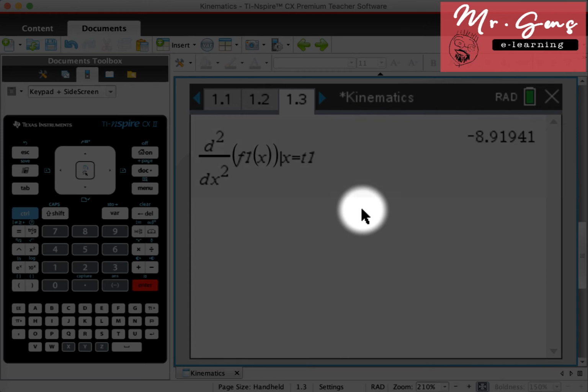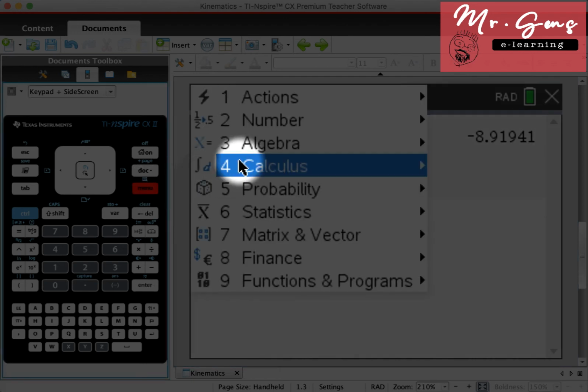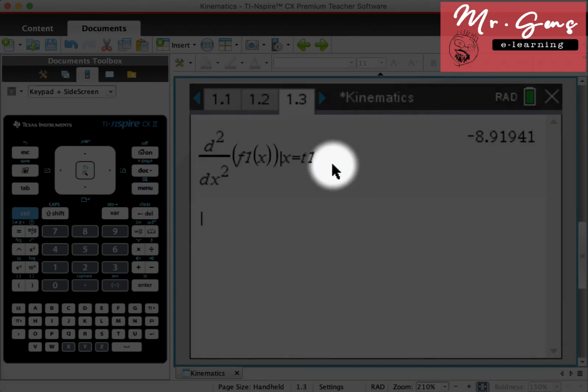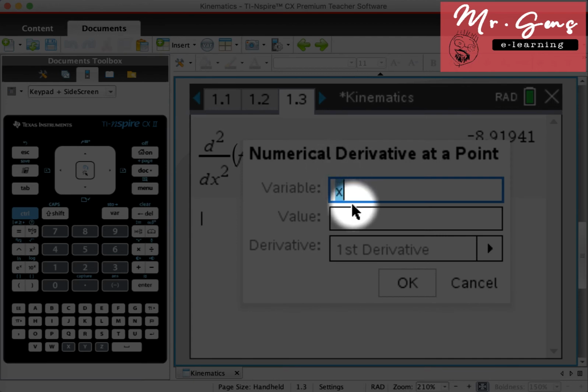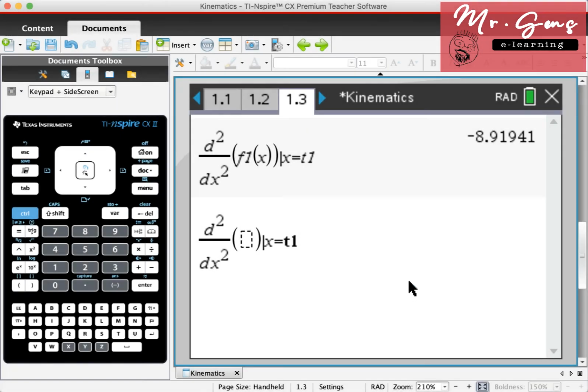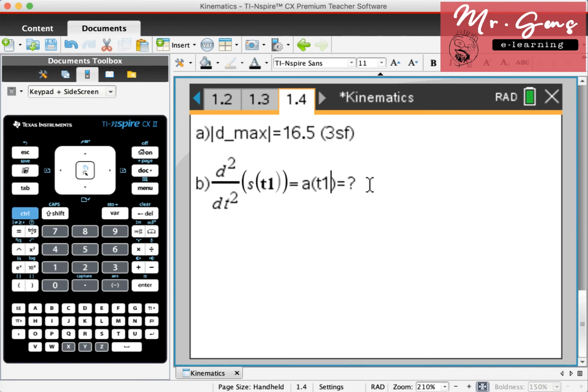Here's our answer. Second option, you can press menu, calculus, then numerical derivative at the point. Our value is t1, and we are looking for the second derivative, which is our acceleration. Define your function, then press enter. So negative 8.92 is our answer.